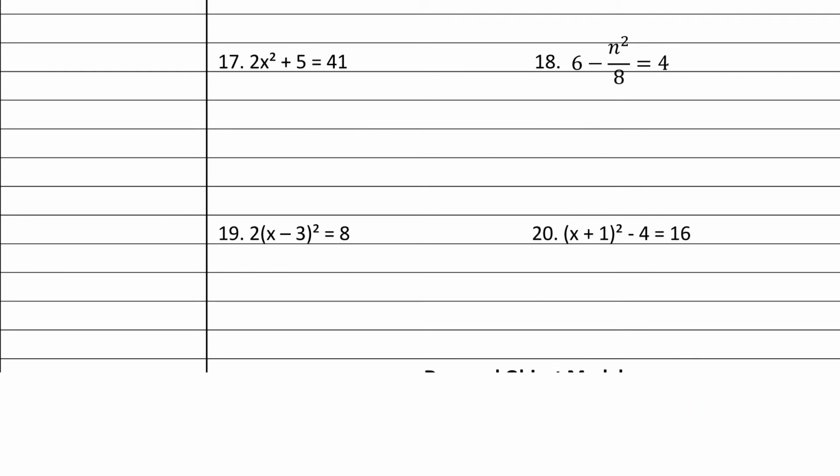So we need to get the square term by itself. So I'm going to subtract 5 from both sides and get 2x squared equals 36. Then I'm going to divide by 2 and get x squared equals 18. Then we're going to square root both sides. And I'm going to get x equals, and can we break apart 18? Yes, 9 times 2. The square root of 9 is 3, so this is going to be positive or negative 3 square root 2.